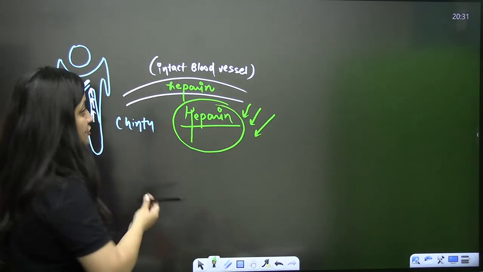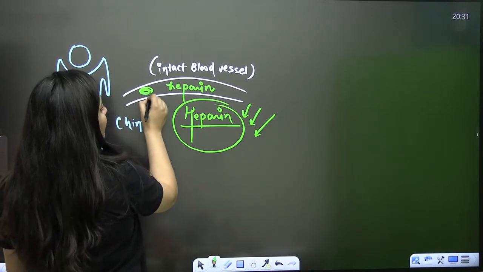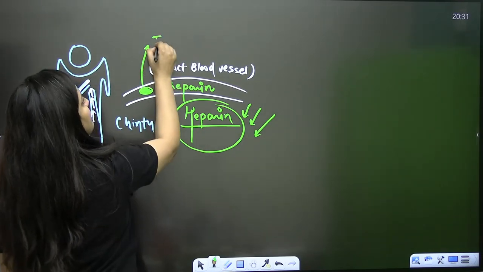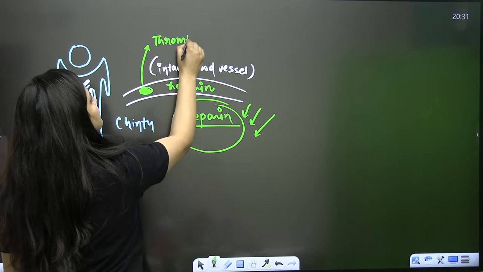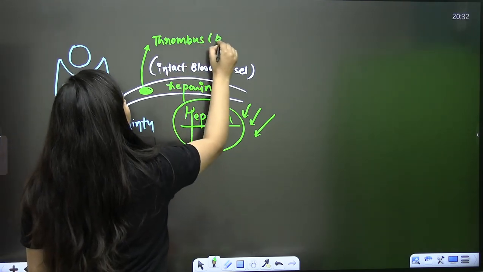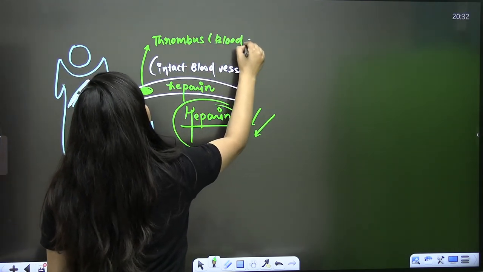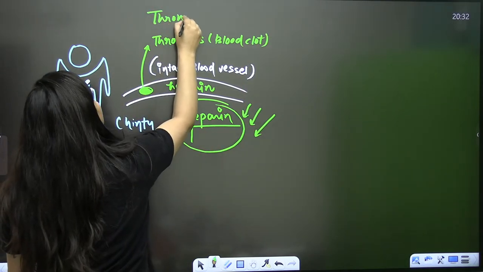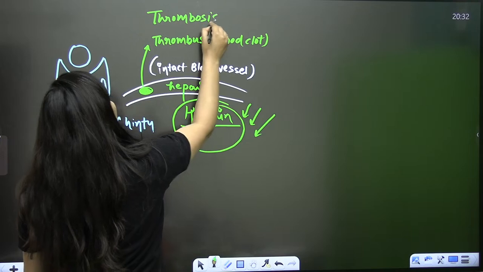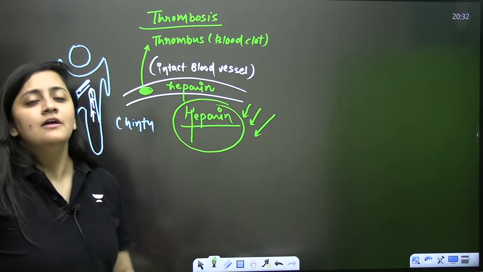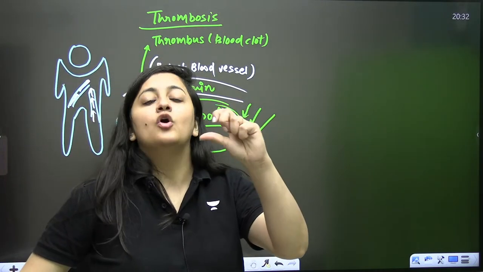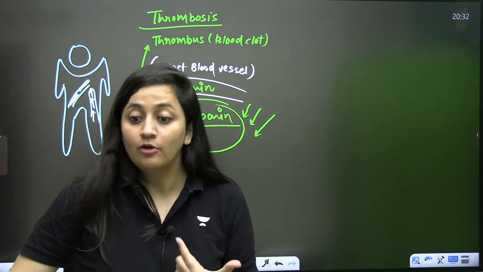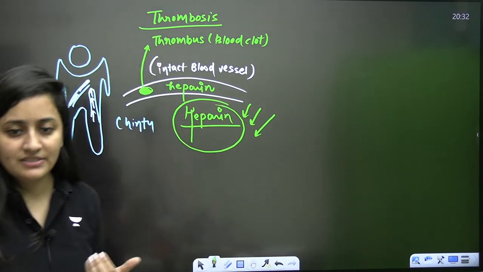And by chance, if there is the clotting of blood in an intact blood vessel, that blood clot is known as thrombus, and this disease is known as thrombosis. What is thrombosis? Thrombosis is the formation of blood clot in the intact blood vessels, and of course it is dangerous.